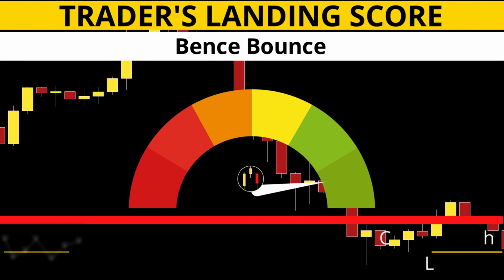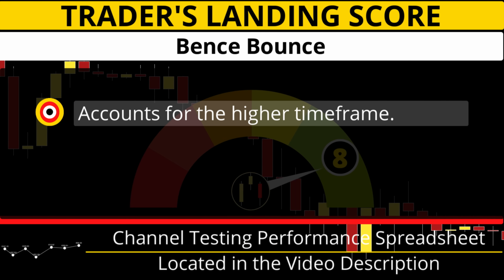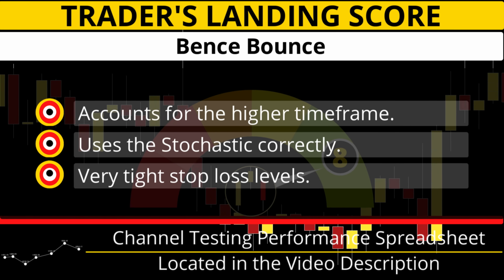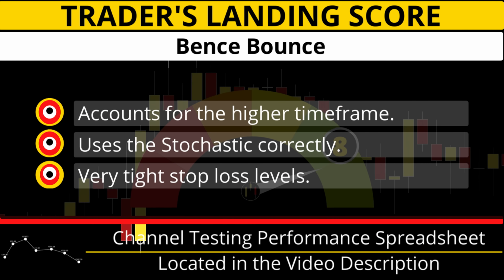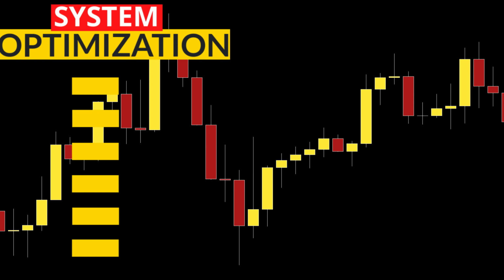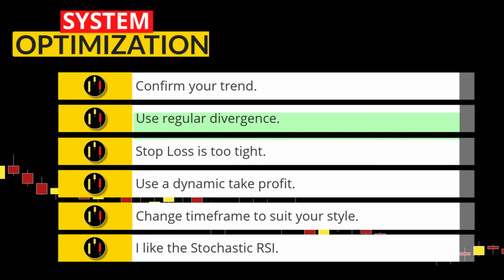I give this system a Traders Landing score of 8 because it accounts for the higher time frame trend, uses an oscillator in the correct way, but the test did not account for spreads and fees, which in this particular setup can be problematic. More on that next. Remember, the enemy of great is good. I have 6 ideas on how we can improve this system.